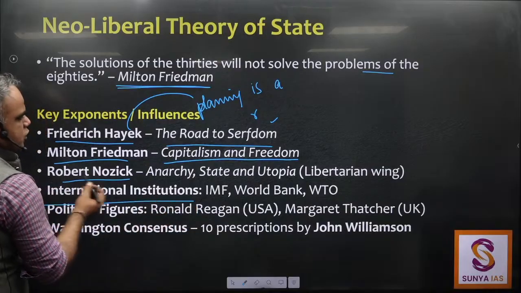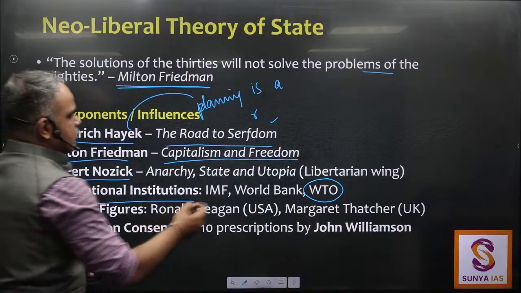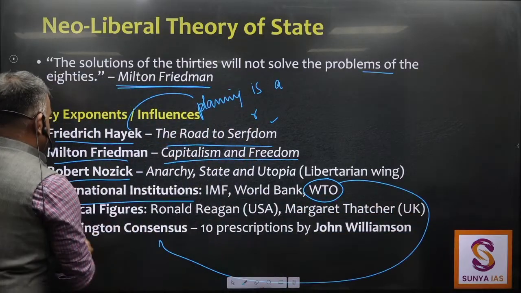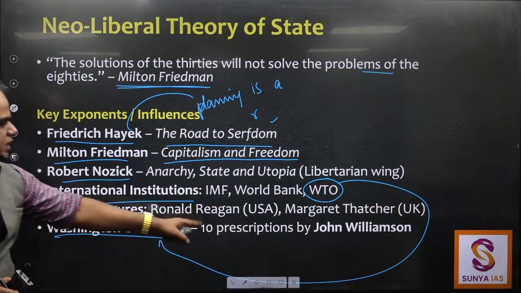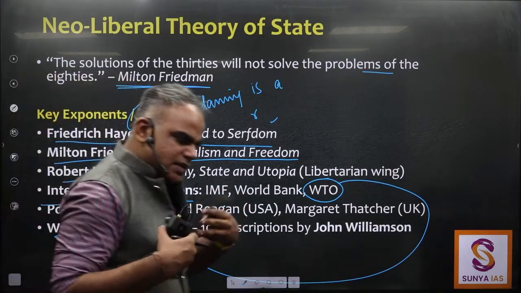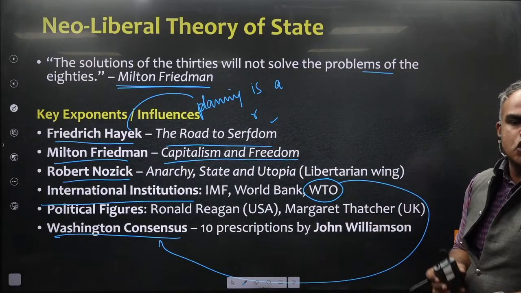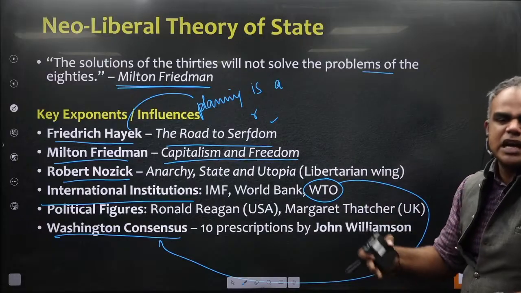There are institutions: IMF, World Bank and WTO. And with WTO, you will remember the Washington Consensus. There were 10 prescriptions given by John Williamson. And this again will talk about how trade between nations should be left to market forces.